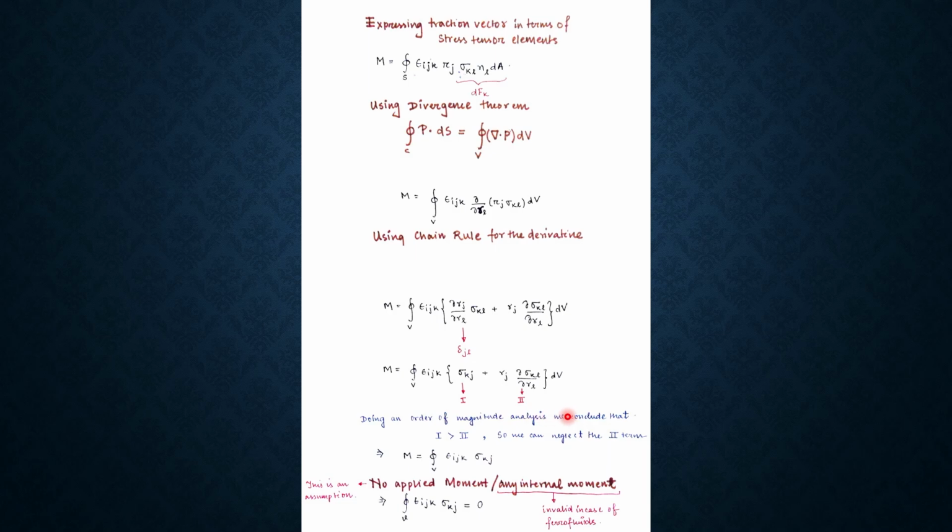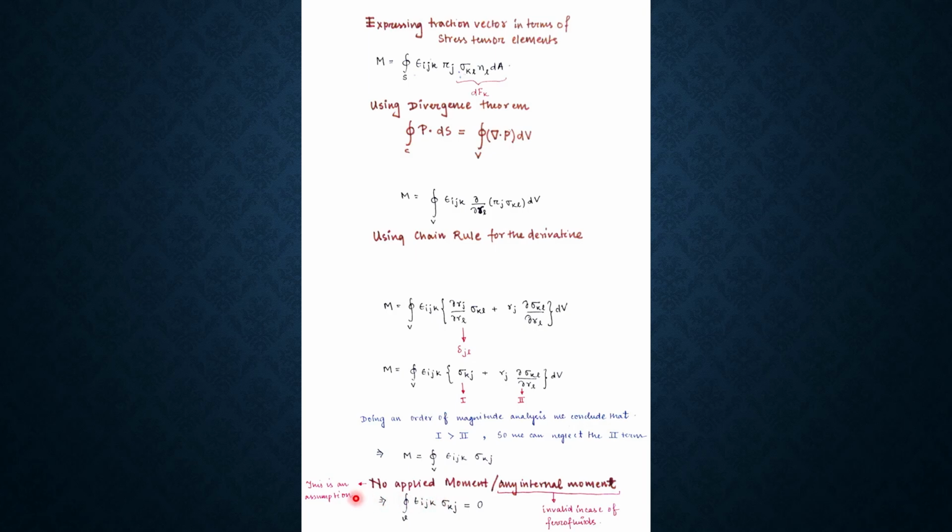And by doing an order of magnitude analysis over these two terms, when the volume is shrunken to infinitesimal sizes, we can establish that this first term would be clearly larger than this term, and this is negligible and comparable to this. So we neglect that because it is negligible, and reduce the expression to epsilon ijk sigma kj volume integral over the whole volume.